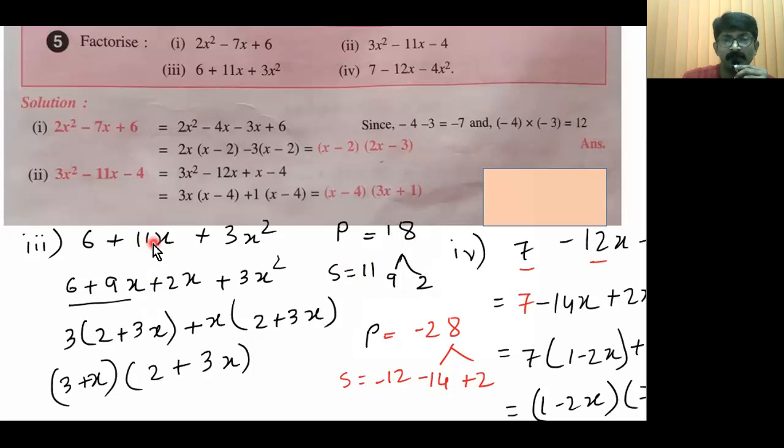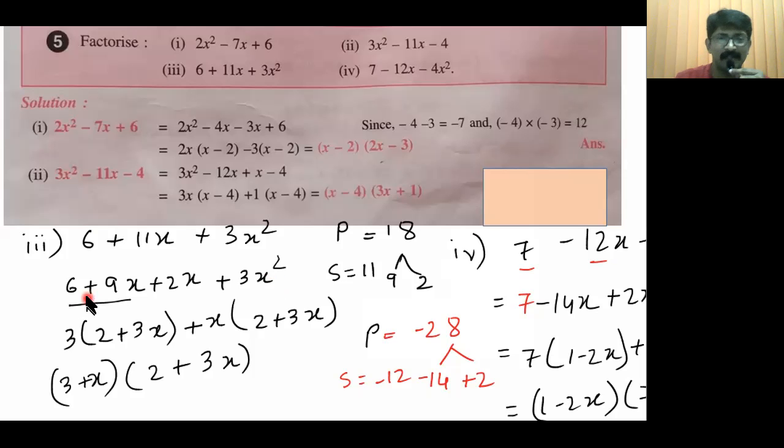So how to split the middle term? Simple. 6 plus 9x plus 2x plus 3x square. I hope you understood how this step has occurred. 6 plus 9x plus 2x plus 3x square. I hope you understood that.